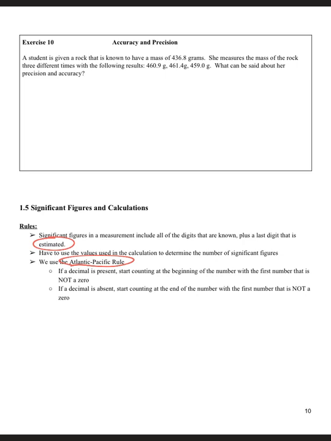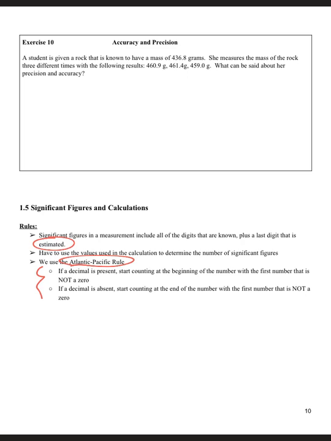So you just have to understand two rules here. If there's a decimal place present, you start counting at the beginning of the number, and you don't start counting until you get to a number that's not a zero. I'll explain that with some examples. And if there's a decimal place absent, you start counting at the end of the number, and you don't start counting until you get to a number that is not a zero. So basically you have to figure out, am I looking at a number that has a decimal or does it not have a decimal?